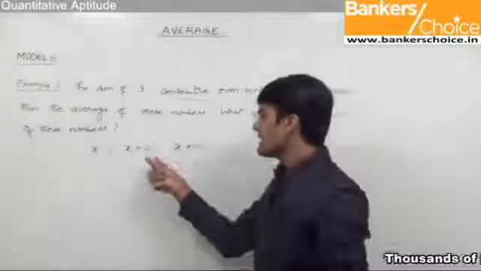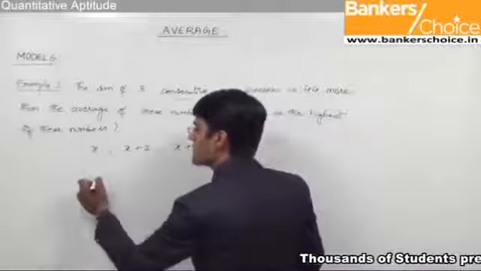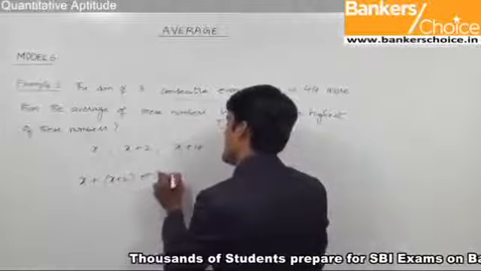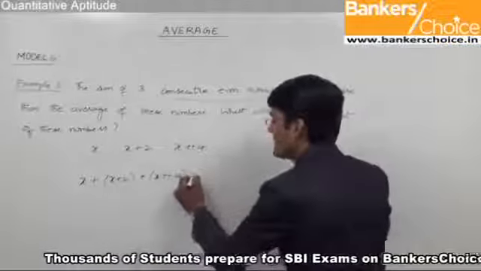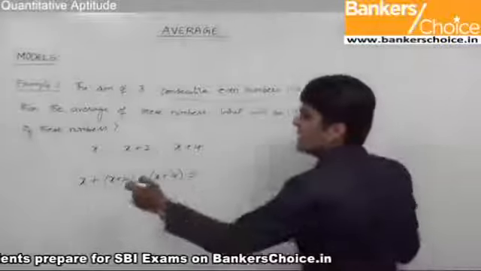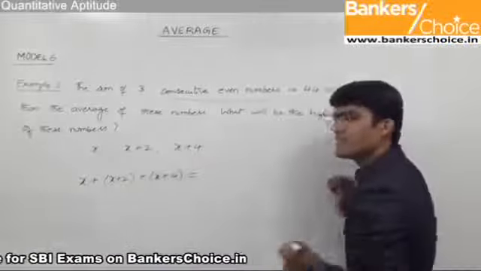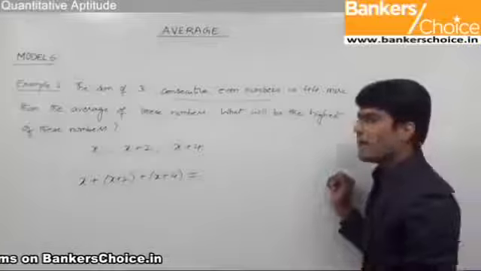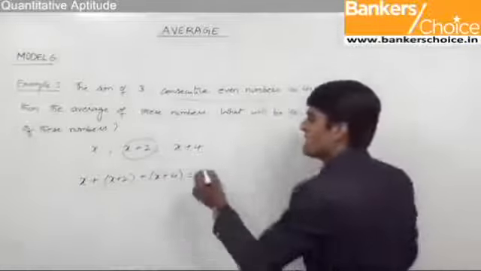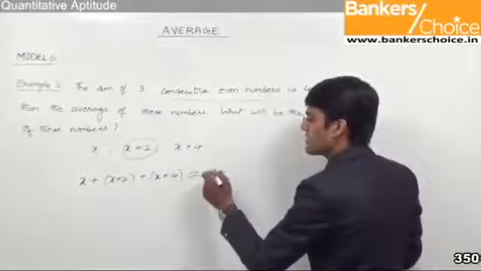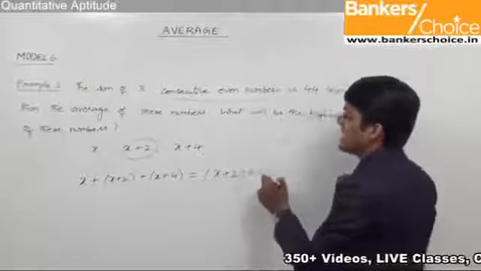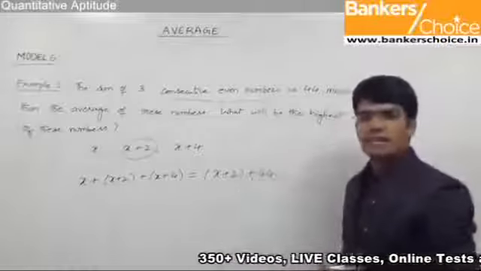So the sum of these 3 consecutive numbers will be x plus 2 plus x plus 4. And this sum is 44 more than the average of these numbers. We know that for 3 consecutive numbers, the average should be the middle number, and the middle number here is nothing but x plus 2. So we can say that the sum of these 3 numbers should be x plus 2 plus 44, as it is 44 more than the average.